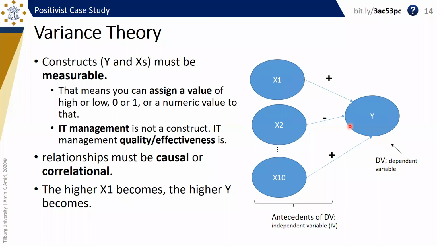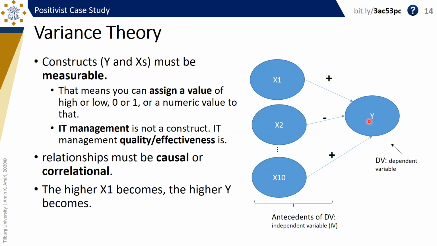What is a variance theory? So you see here, we have constructs in a variance theory. These constructs must be measurable. That means you can assign a value to it, a high or low value, a 0 or 1 value, or any numeric value. For example, IT management is not a construct here, but IT management quality or IT management effectiveness is, because I can assign a high or low value to that. So therefore, this is a construct. These constructs must all be measurable.